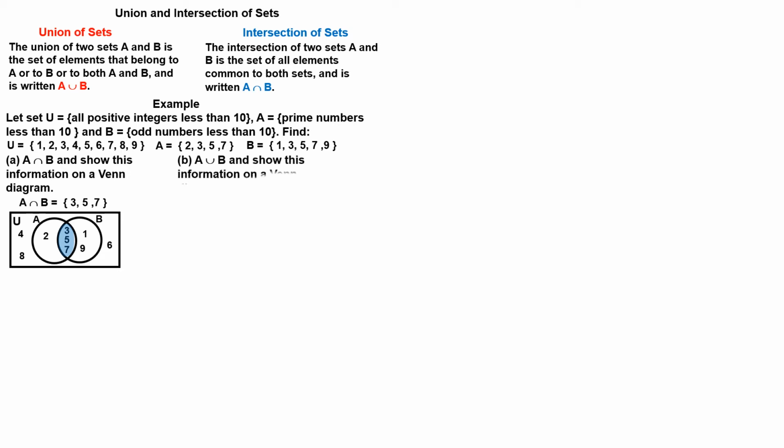Find A union B, and show this information on a Venn diagram. The union of sets A and B contains all elements belonging to A or B or both. We can write the union as {1, 2, 3, 5, 7, 9}. A union B is shaded red.